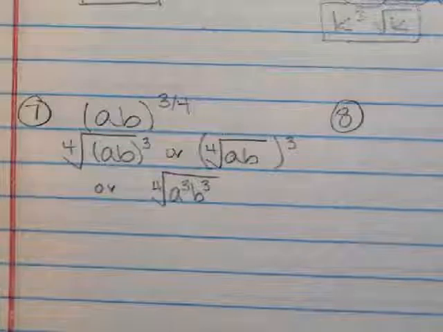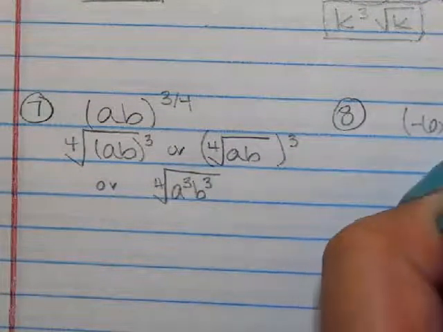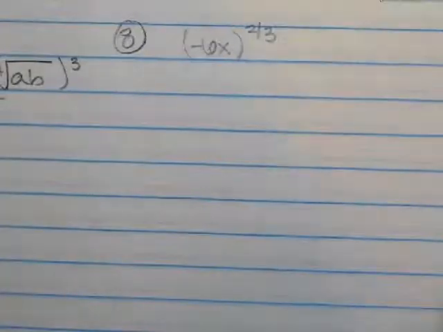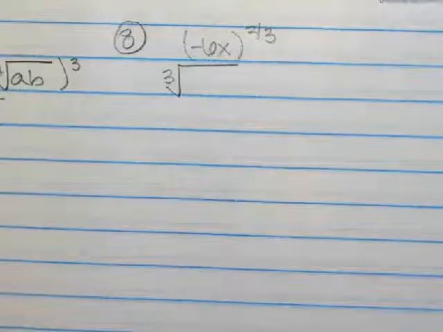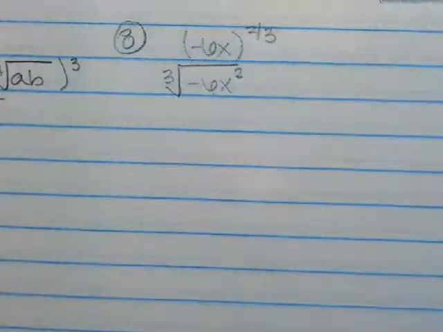Negative 6x to the 2/3. Cube root. And then how should I write the negative 6x squared? Like this? The 6x should be in parentheses. Okay.